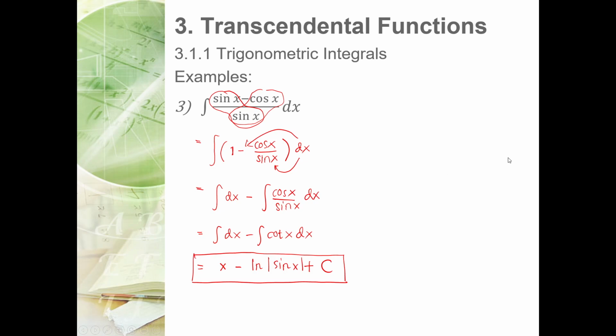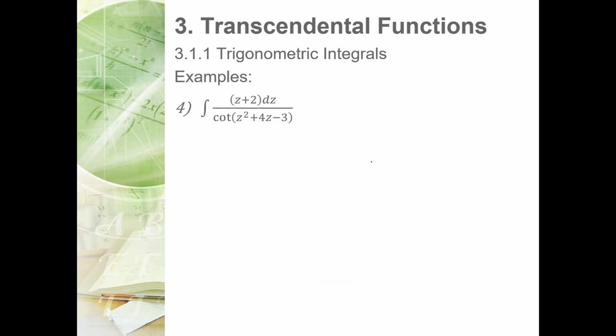Okay, so let's proceed with the next example. So this one, it may be a bit complicated for us to solve now. Upon observation, we have an algebraic term in the numerator, z plus 2, and then a trig function in the denominator, cotangent of z squared plus 4z minus 3.